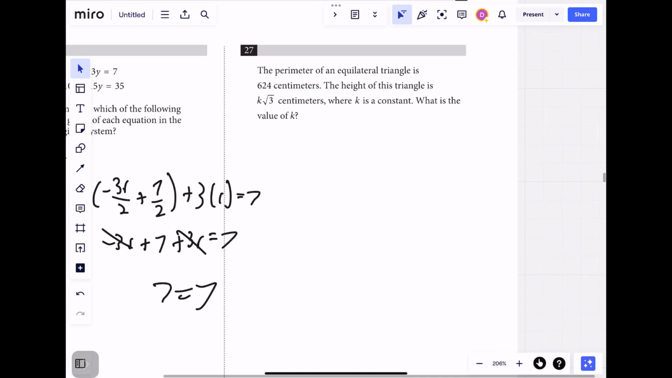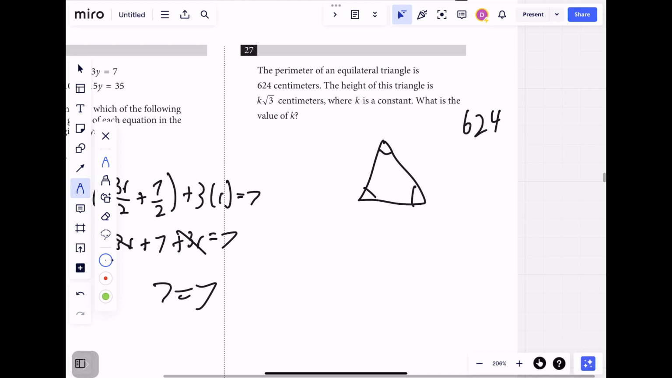The perimeter of an equilateral triangle is 624 centimeters. The height of the triangle is k times the square root of 3 centimeters, where k is a constant. What is the value of k? So an equilateral triangle is when all sides of the triangle and all angles of the triangle are the same. And it's saying that the perimeter of the triangle is 624. So divide that by 3 sides, which means that each side of the triangle is 208.